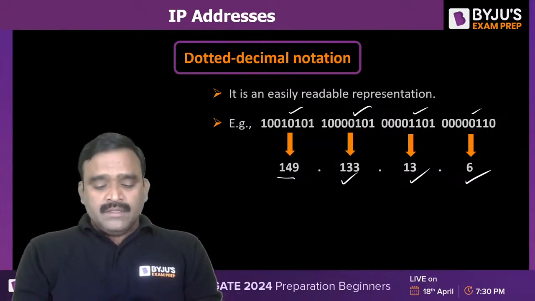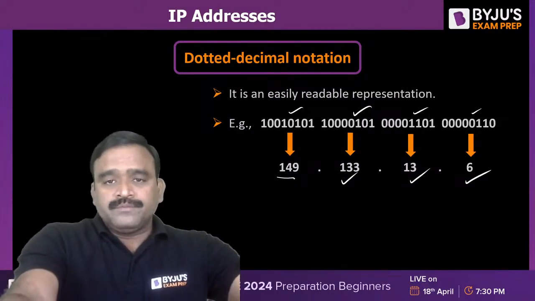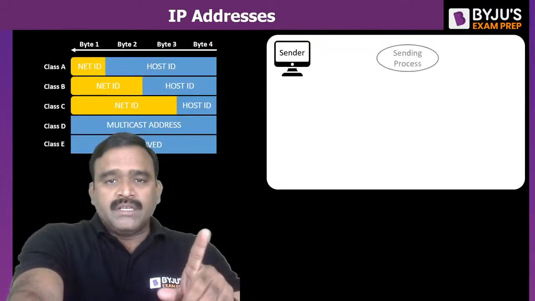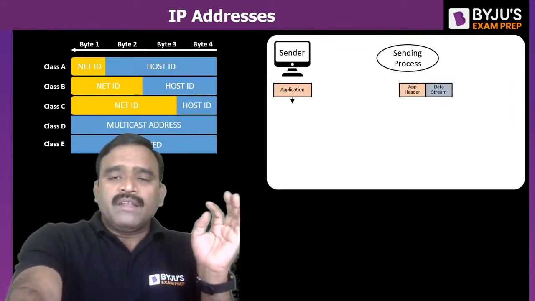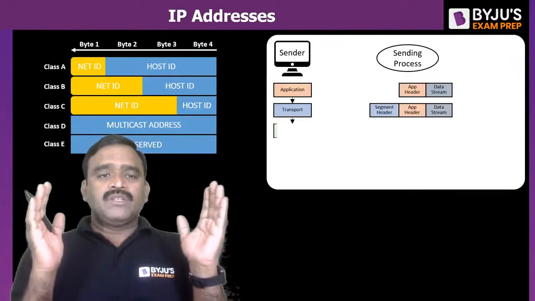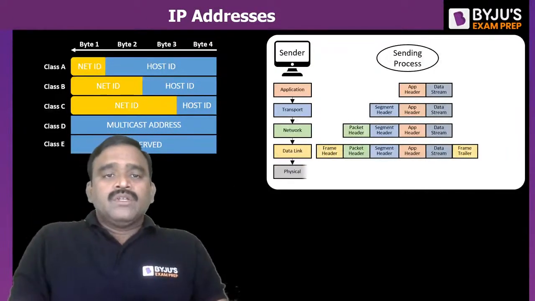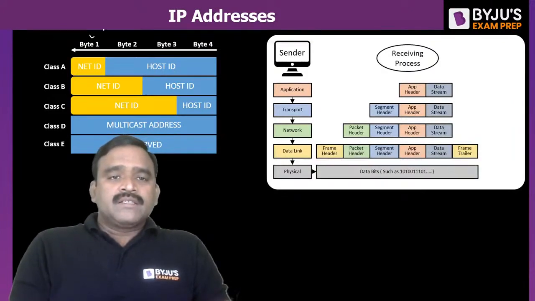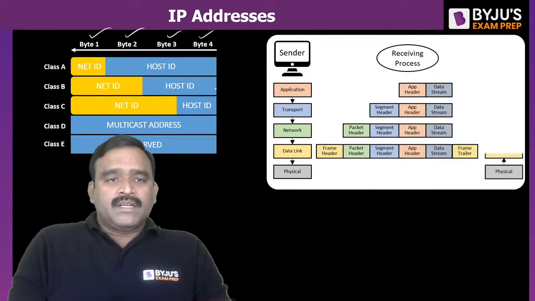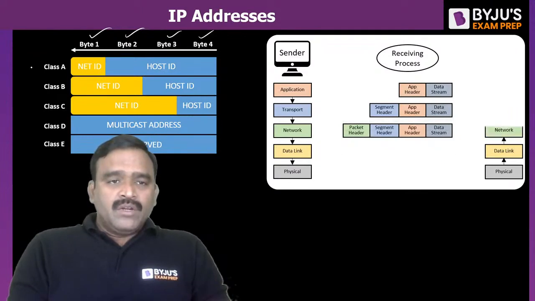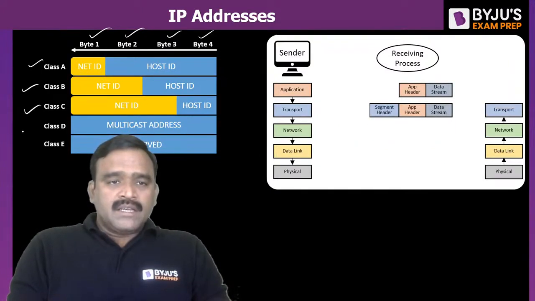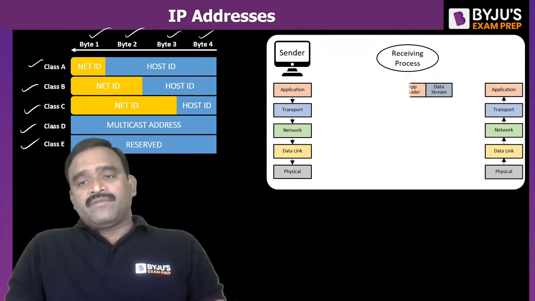Now coming to the classes. If you see this, we are dividing the total IP address space into how many categories? 5 classes. So byte 1, this is the first octet, second octet, third octet, fourth octet. This is divided into class A, class B, class C, class D and class E. There are 5 classes of IP addresses.